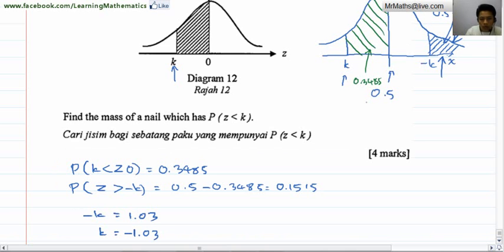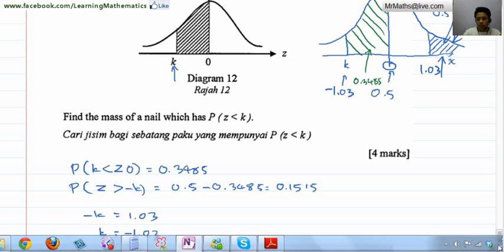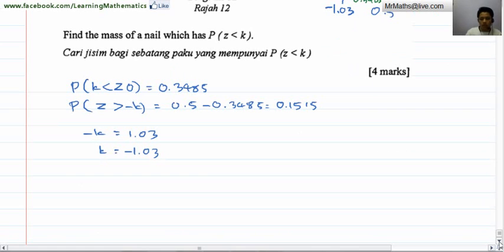Okay, let me just rub this off. This is actually 1.03, so k is minus 1.03, because it's the left side of the mean, 0, since we are referring to the standard normal distribution now. So if you want to find the mass of the nails when Z is less than k, then what we need to do is to multiply this k.